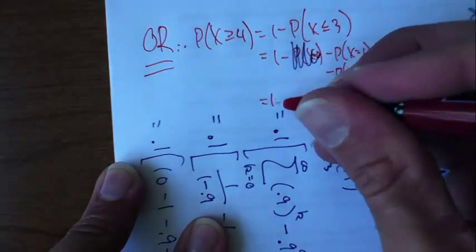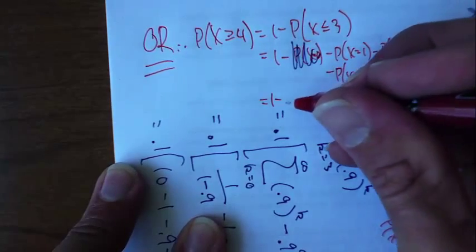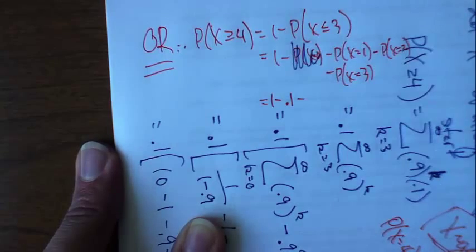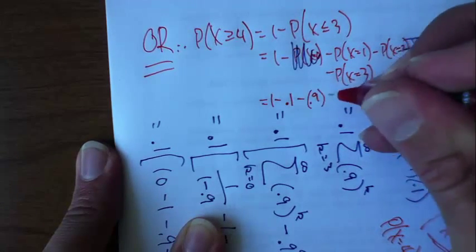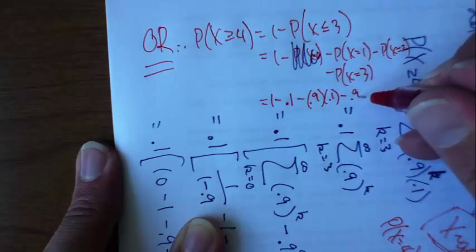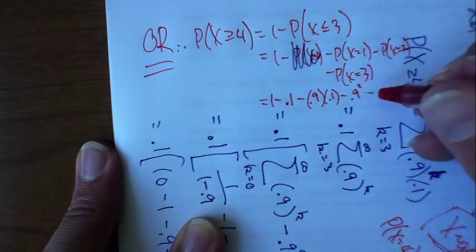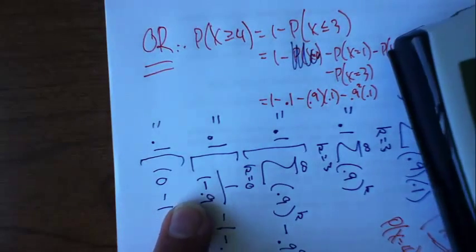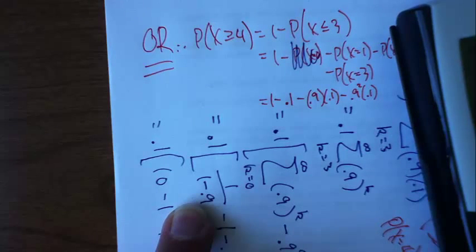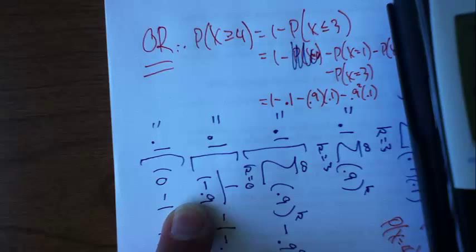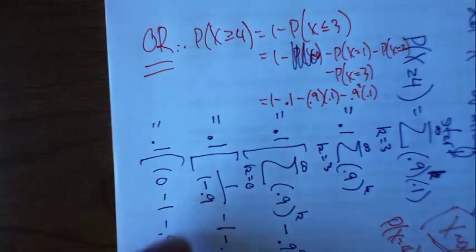So what is this going to be? It's going to be 1 minus, what's the chance that it happens on the first time? 0.1, minus, what's the chance that it happens on the second time? 0.9 times 0.1. What's the chance that it happens for the first time on the third time? It's 0.9 squared times 0.1. And in fact, if you do that with your calculator, you'll see that you get 1 minus 0.1 minus 0.1 times 0.9 minus 0.9 squared times 0.1, which is 0.729.